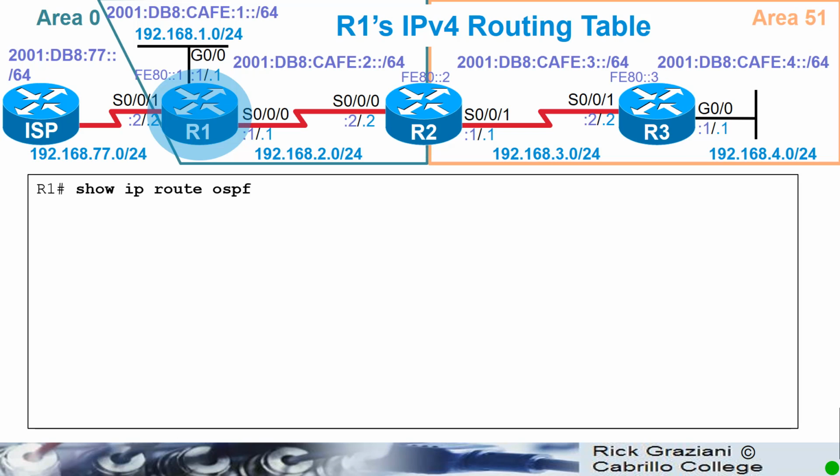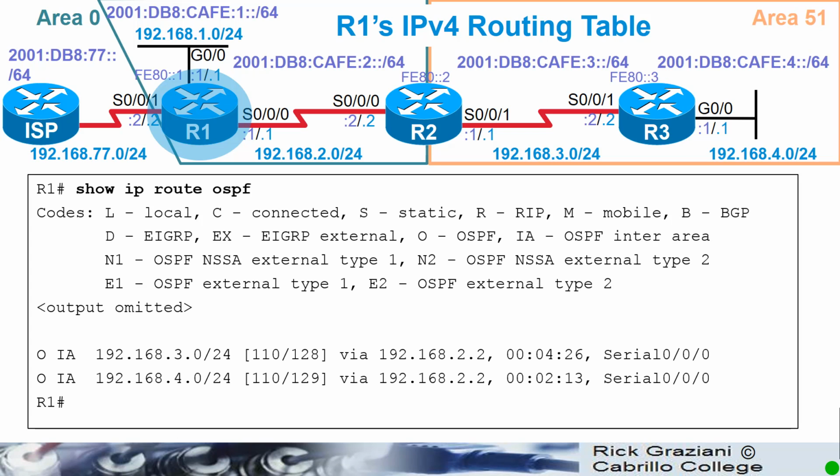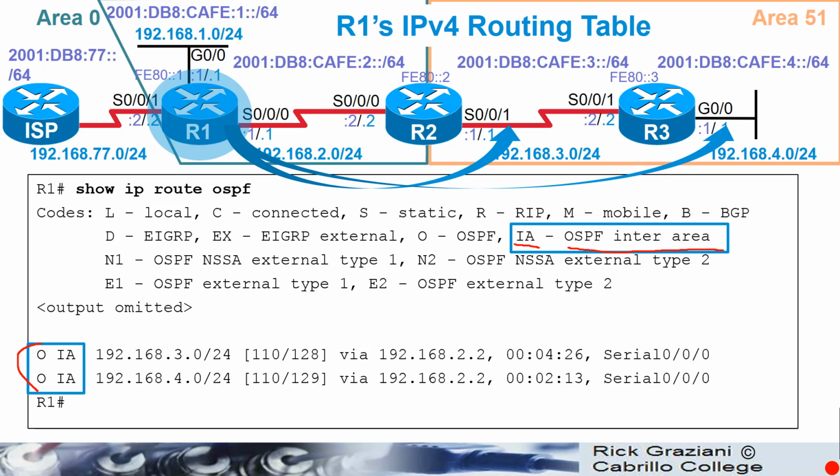Now let's go into R3. If we're looking at IPv4, we can do a show IP route OSPF. That will give us the appropriate OSPF output with IA. IA is inter-area. Got ahead of myself again. Okay, that's going to be showing the inter-areas for the links between R2 and R3, and the link between R3 and its LAN.